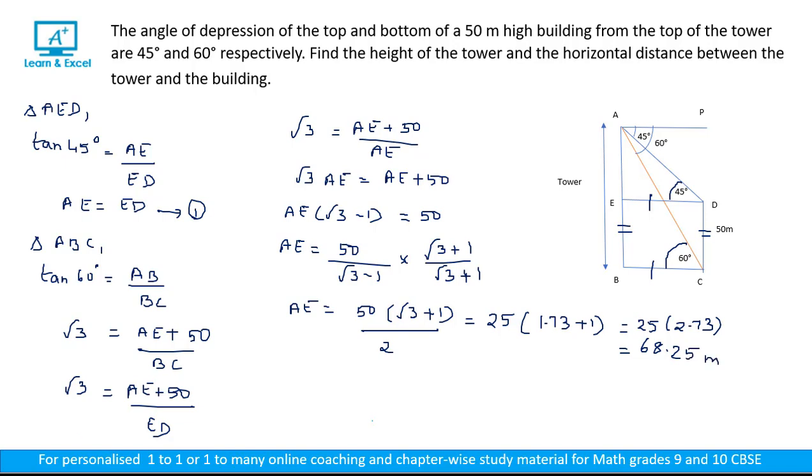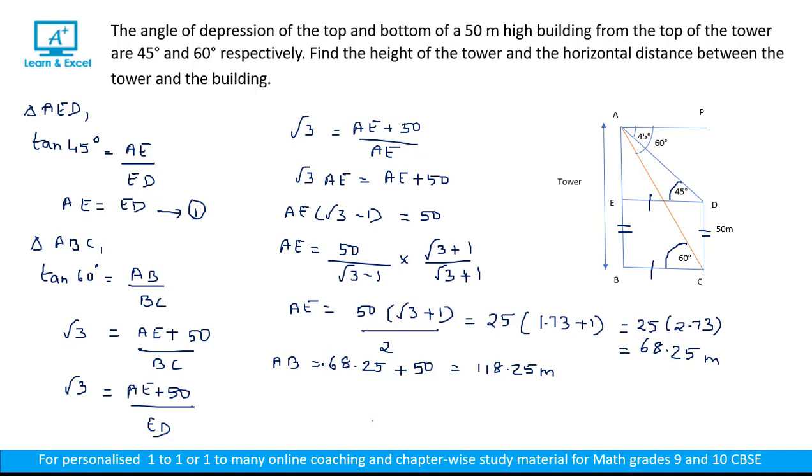Now what we have found out is AE, but what we need is the height of the tower. So we can see that the height of the tower is AB, which is equal to AE, which we just found out as 68.25, plus EB, which is given as 50. So the length of AB will be 118.25 meters.